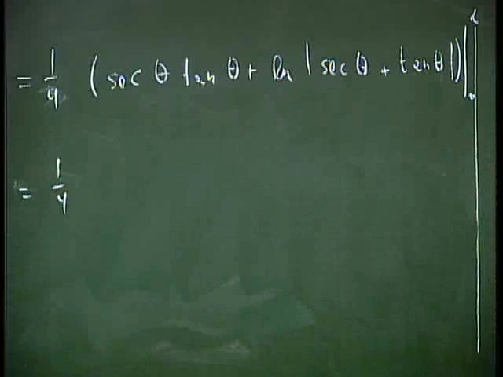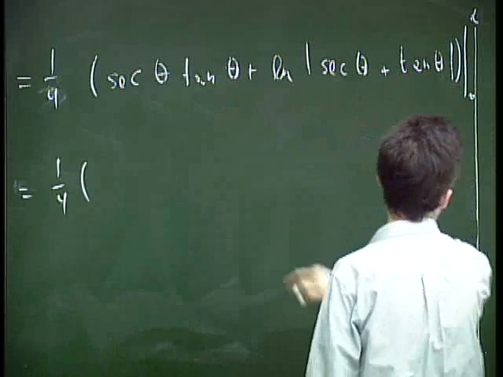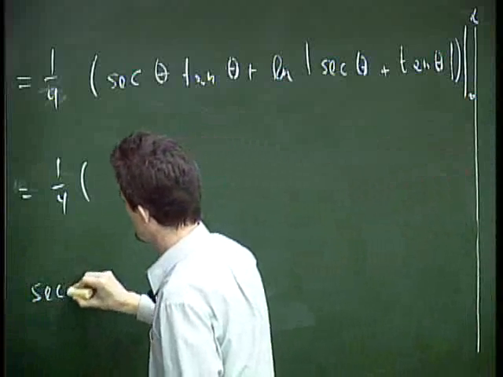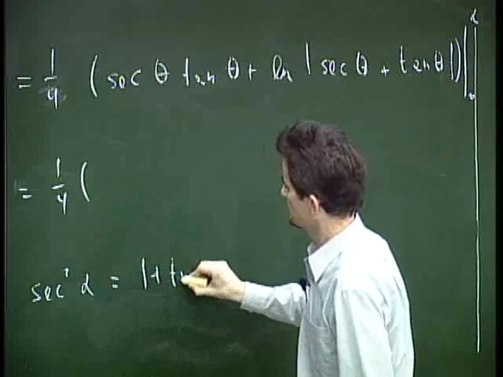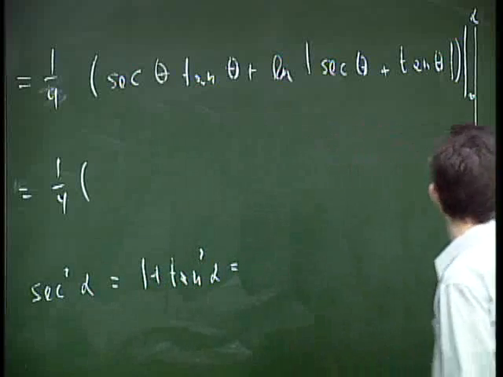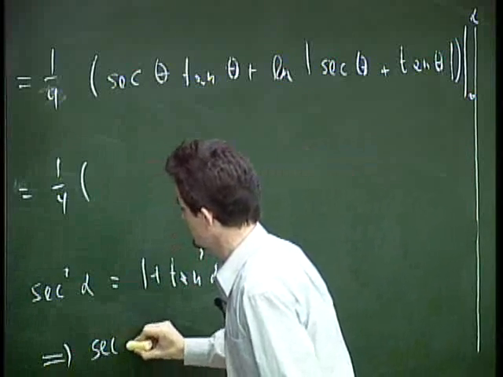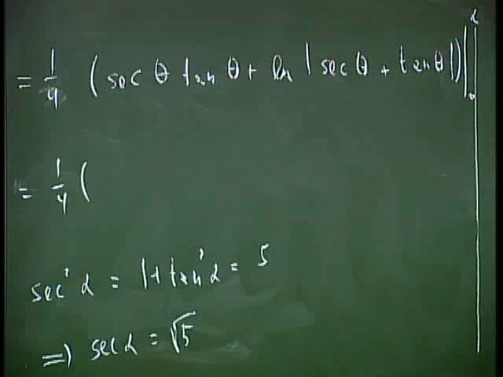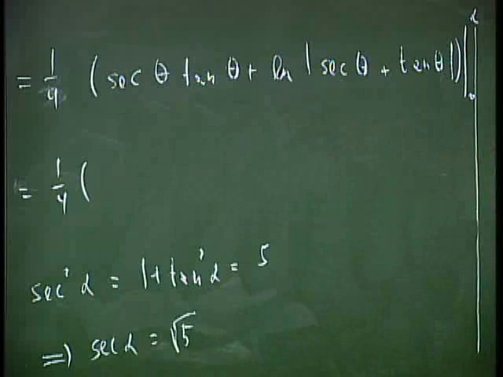So you see at 0, everything is 0. So you just have to consider the alpha. The tangent of alpha, from its definition, we know is equal to 2. And the secant squared of alpha is equal to 1 plus tangent squared of alpha. But tangent of alpha is equal to 2, so this is here 5. And this means that the secant of alpha is equal to square root of 5. It's the plus root, not the minus root, because of the range we consider for alpha.